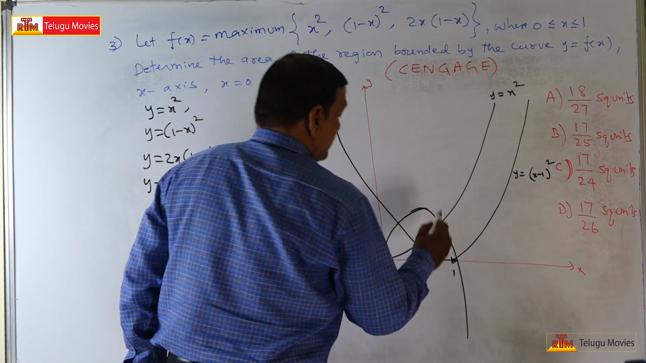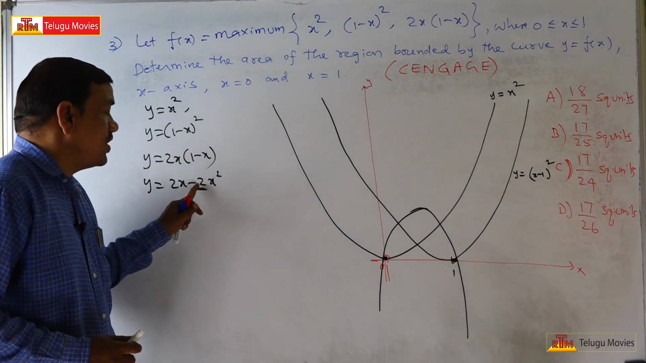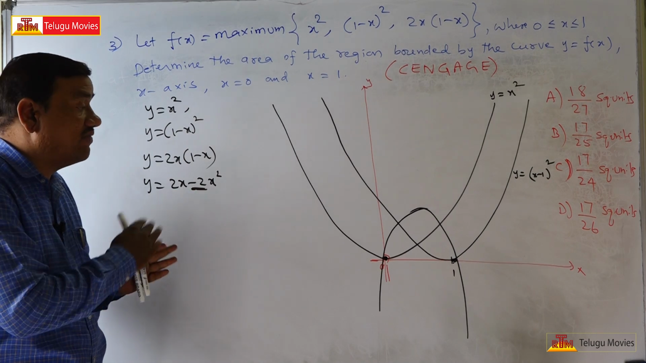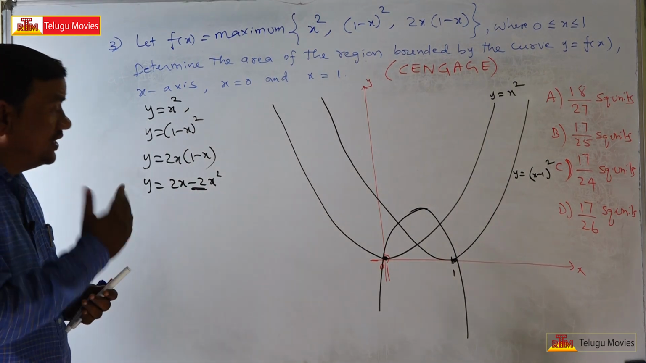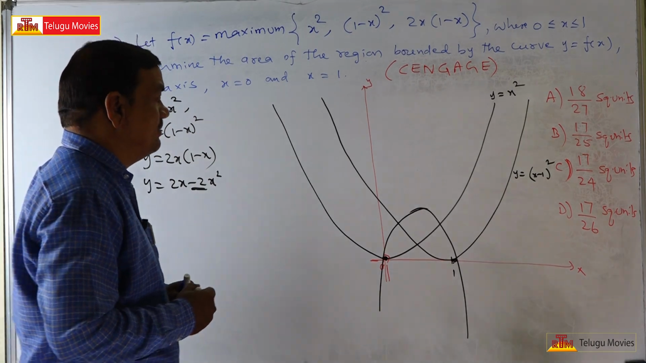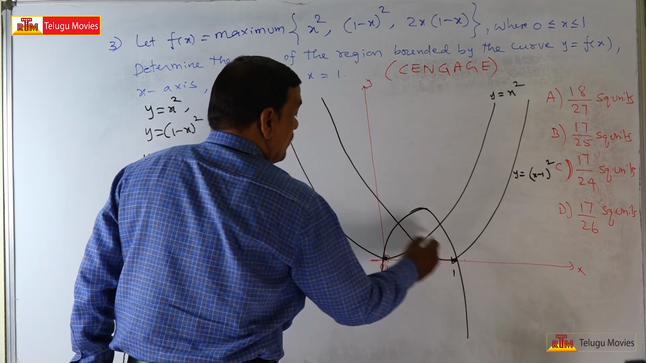So the curve should be like this. Very beautiful. Understand this? Since the x square coefficient is negative, it should have a maximum value in the interval 0 to 1. Very good. So in this graph, if you observe, what is the maximum from the interval 0 to 1?